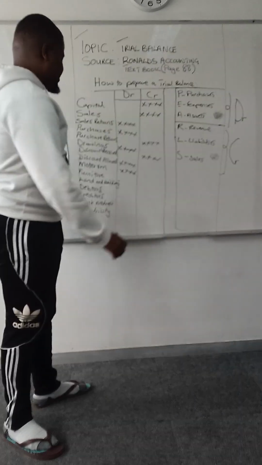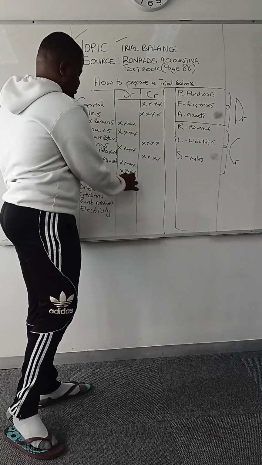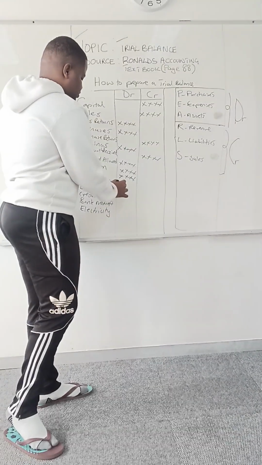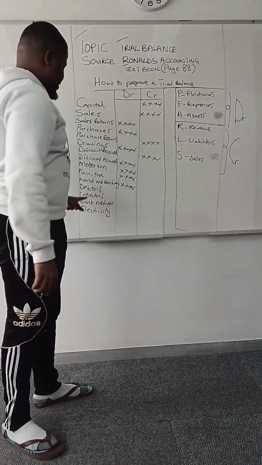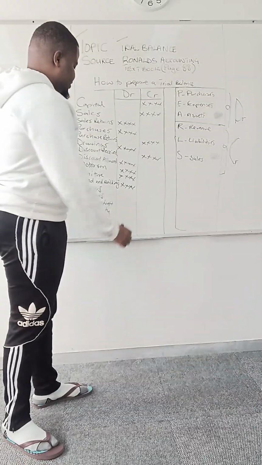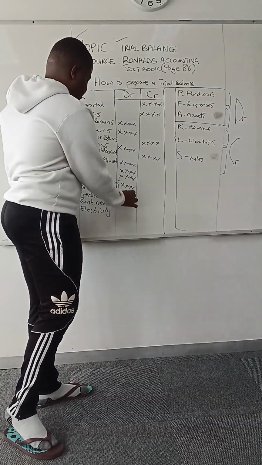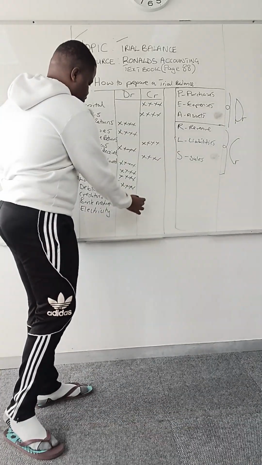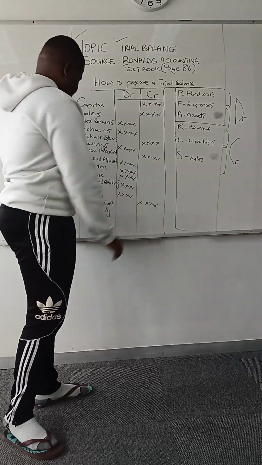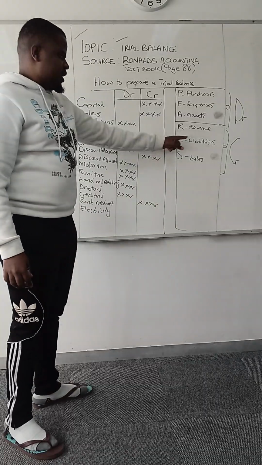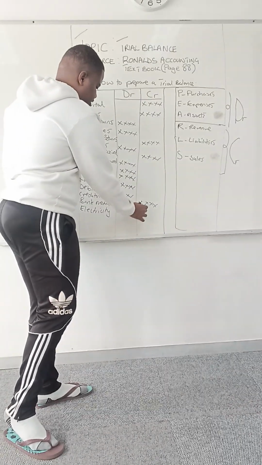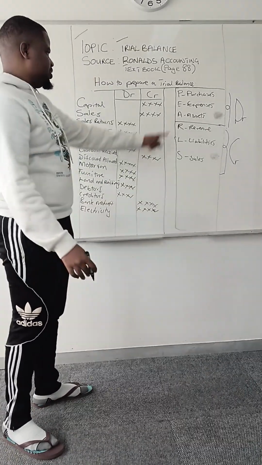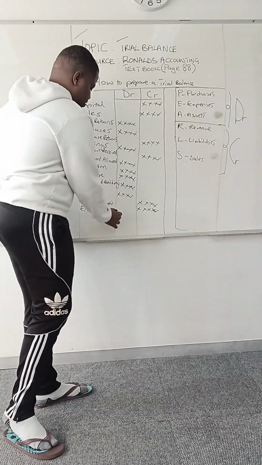Furniture is also an asset, hence you record it on the debit side. Then land and buildings is an asset, hence you record it on the debit side. Then debtors is also an asset, hence you record it on the debit side. Then creditors, these are liabilities, hence you record them on the credit side. Then bank overdraft, these are liabilities, hence you record it on the credit side. Then electricity, this is an expense, hence you record it on the debit side.